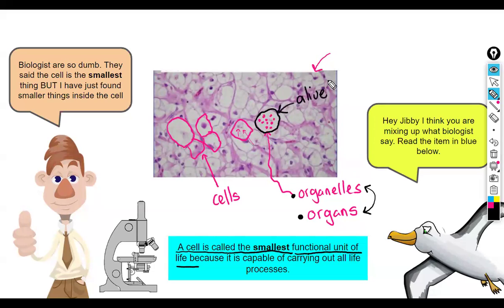Why? Because a cell can do all 7 things. Remember on the last slide, we said for something to be alive, it had to do all 7 things. Sensitivity, reproduction, all of those things. So if I were to extract one cell from your body, you would realize that one cell can do all 7 things from the last slide.